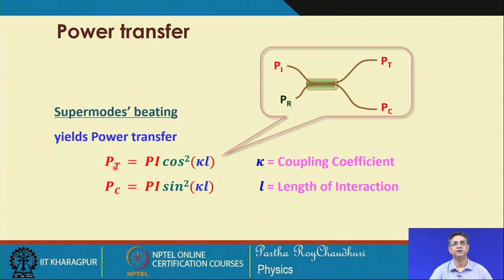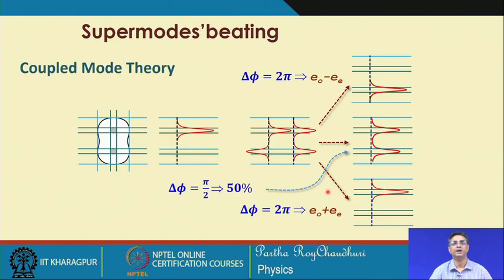So, P_t will be equal to P_i cosine square kappa L, and P_c is sine square kappa L. So, this is the sine square and cosine square variation of the power which we have seen in the super mode beating structure in the coupled mode theory earlier.